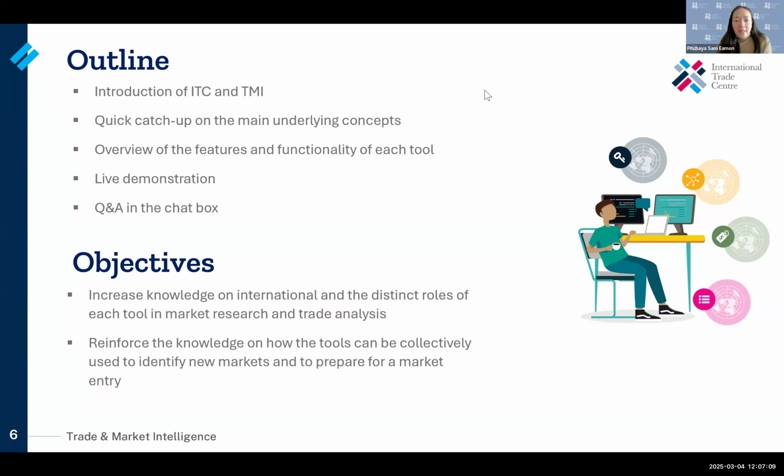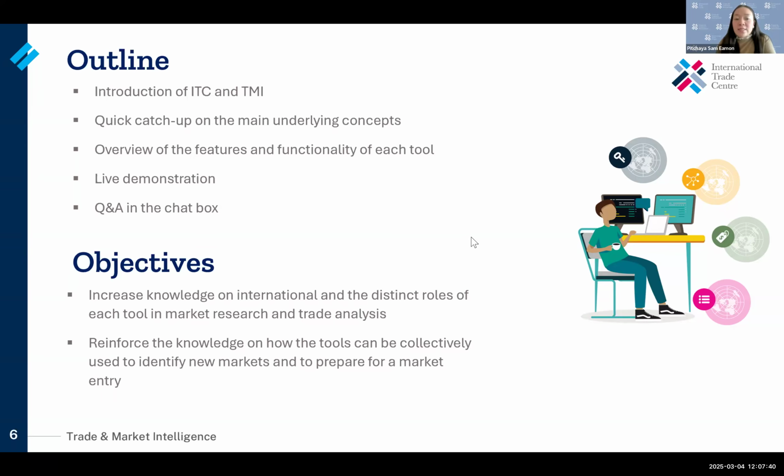And then we're going to do a quick catch up on the main underlying concepts, because it's very important that these concepts are well understood and everybody's on the same page before we do the live demonstration, where we go through each of the three tools and provide you analysis on the spot on how they can be collectively used to conduct preliminary market research. Of course, I'll be going through the chat box as well before the end of the session.